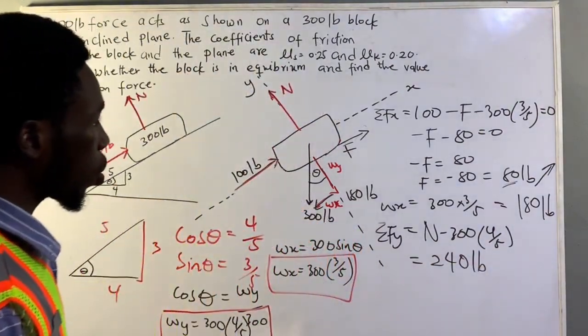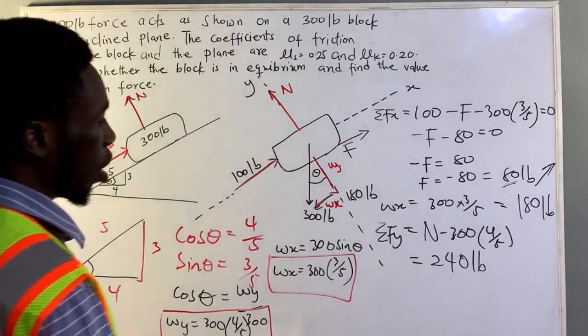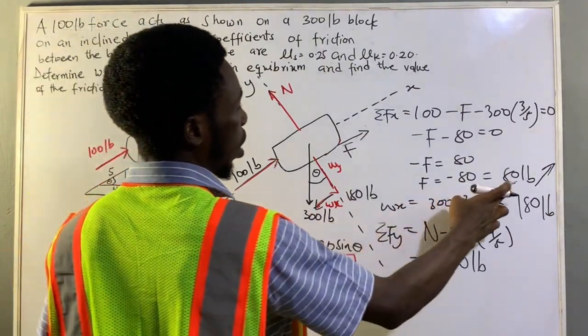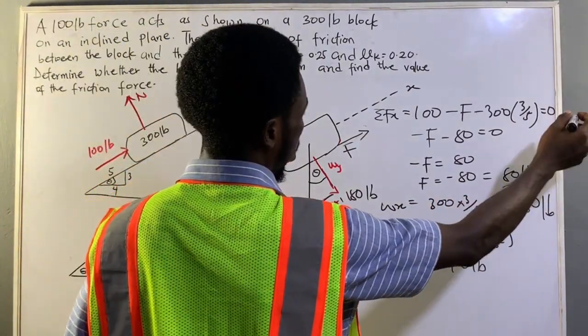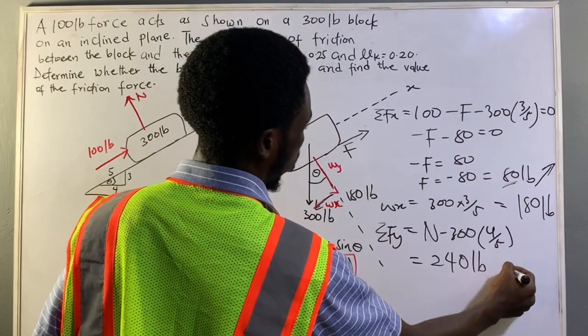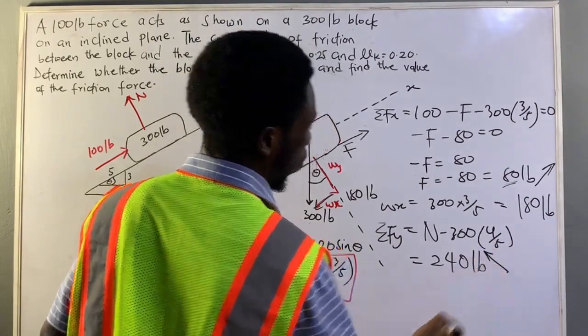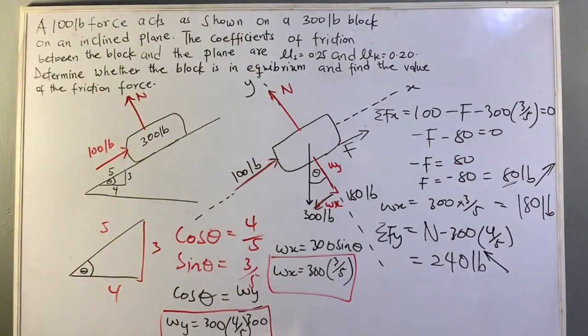Okay. So now for this system to be in equilibrium, the normal force must be 240 pounds, and the friction force must also be 80 pounds, and this must go in this direction, and the normal force must also go in this direction, the direction of the positive y-axis, for equilibrium to be maintained.